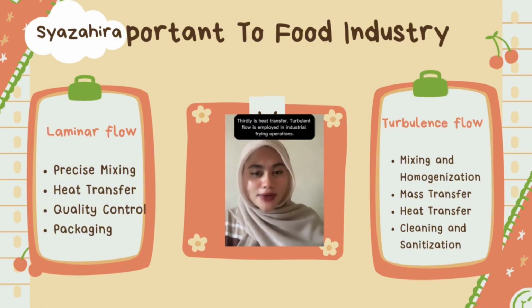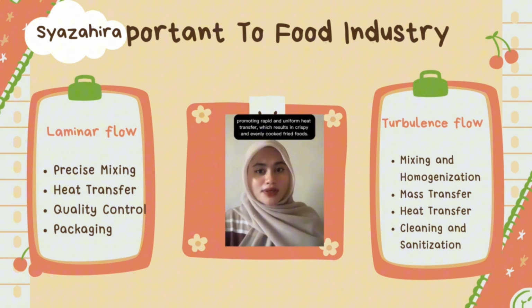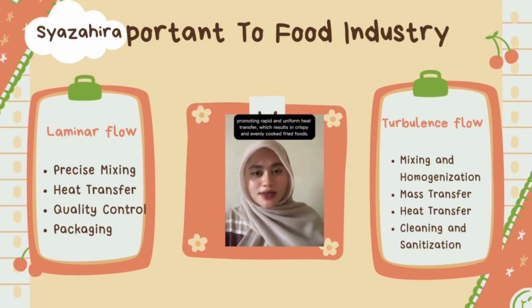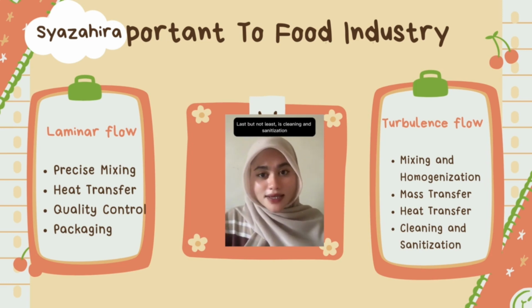Thirdly is heat transfer. Turbulent flow is employed in industrial frying operations in a deep fryer. Hot oil circulates turbulently around the food product, promoting rapid and uniform heat transfer, which results in crispy and evenly cooked fried food.